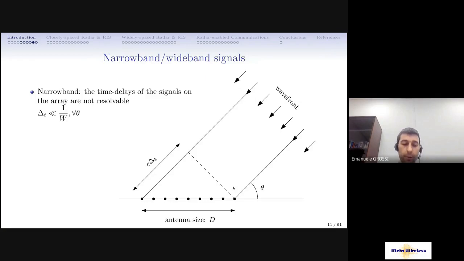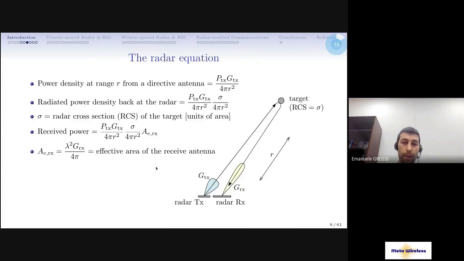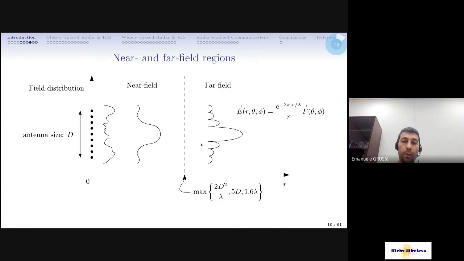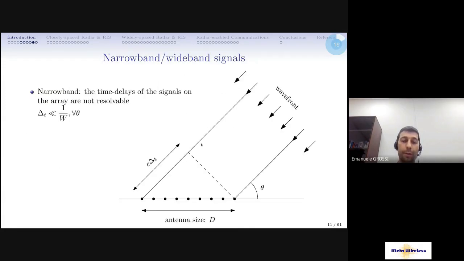Another very important aspect is the concept of narrowband or wideband signals. This is very important in array processing. In particular, a signal is said to be narrowband if the largest time difference of arrival or departure between all the signals received at all the elements of the array is not resolvable.